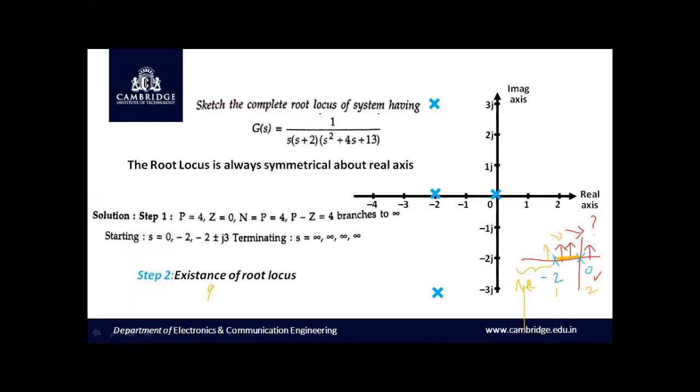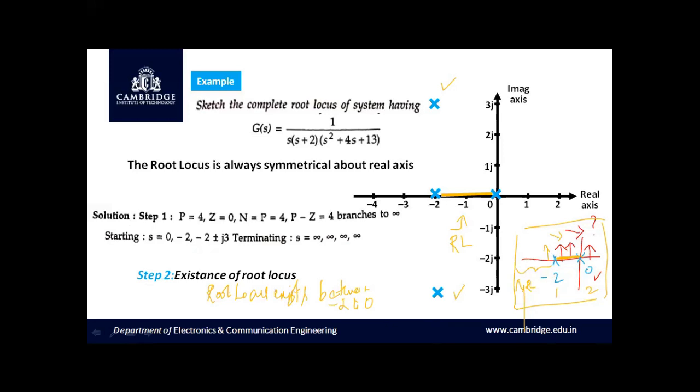Hence, we can write here: root locus exists between minus 2 and 0. Let us mark the region of root locus on the real axis, and you can mark it as RL, that is the region of root locus. Remember, we have to identify only the section of the real axis for the existence of the root locus. We should not take the complex poles into consideration when we check for the existence of the root locus on the real axis.